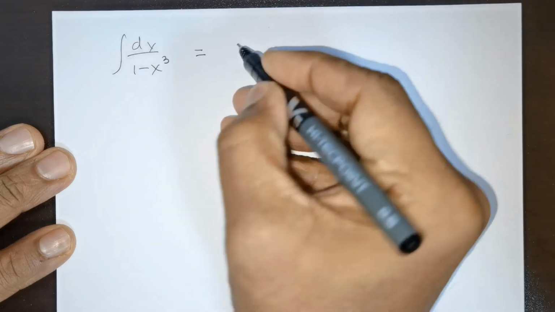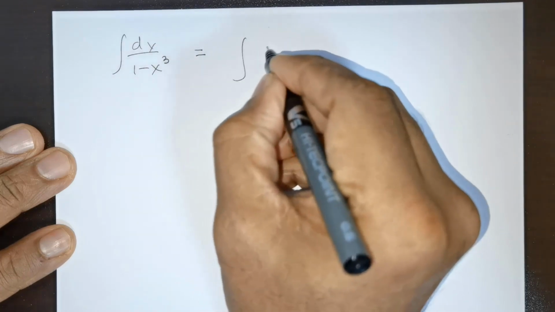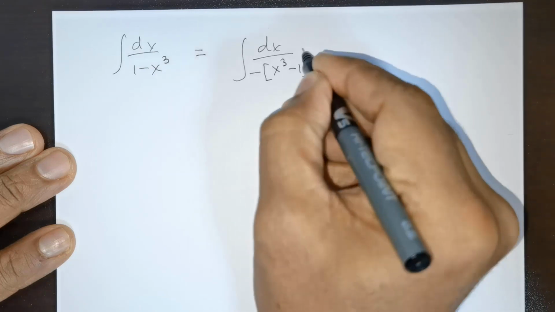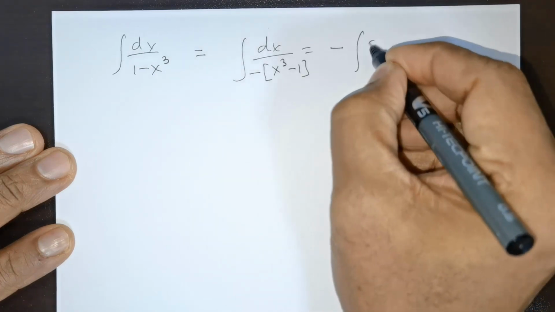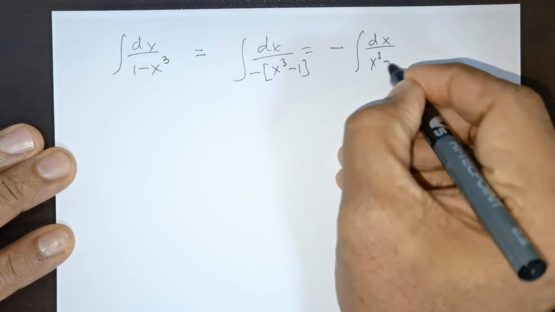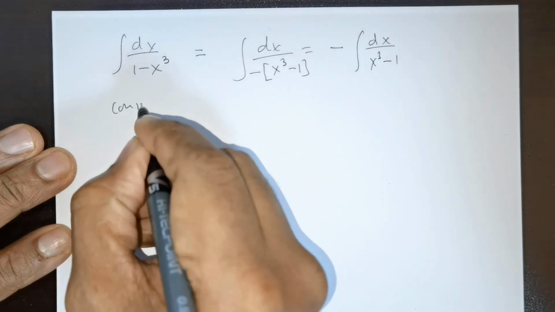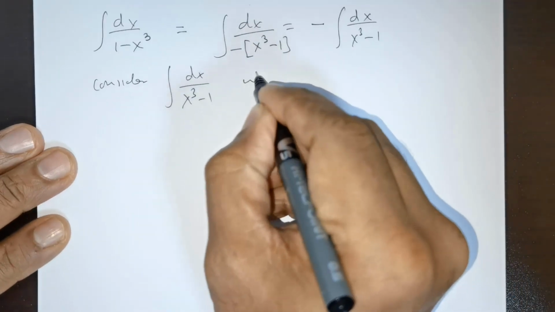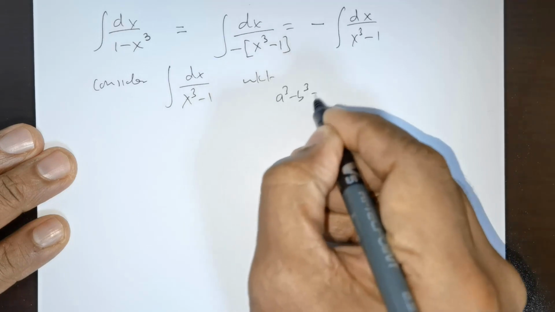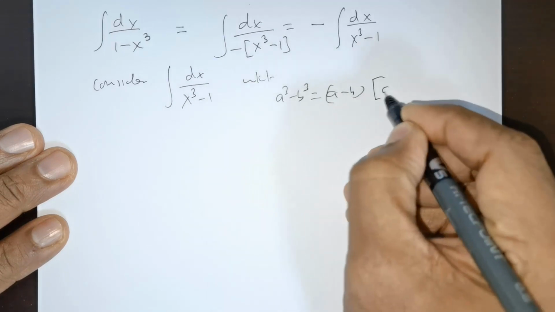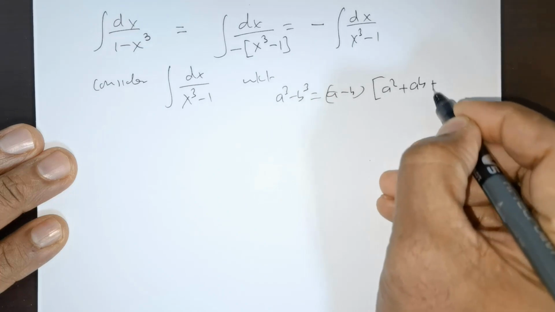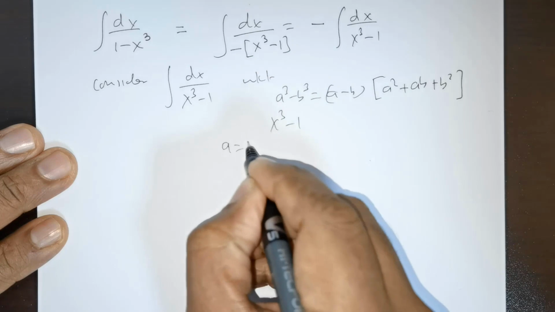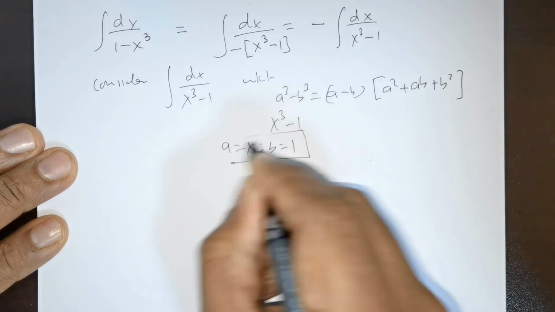Now by linearity I would like to rewrite this as dx over negative of x cubed minus 1, which is equal to negative integral dx over x to the power of 3 minus 1. Now I would consider exclusively dx over x cubed minus 1. We know that a cubed minus b cubed is a minus b multiplied with a squared plus ab plus b squared. In this case I have x cubed minus 1, so a is equal to x and b is equal to 1. Substitute that.